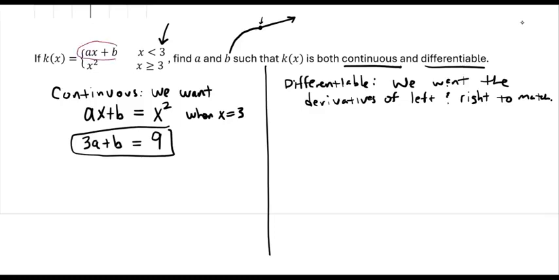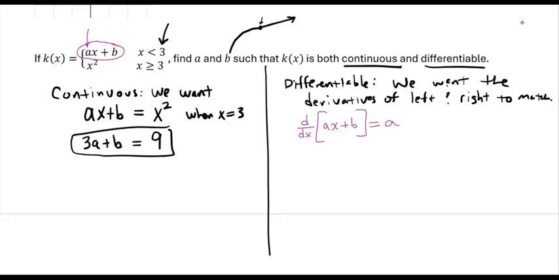Let's take a look at the left side. Ax plus b. Now that's just a line. Now we could go through the whole limit approach, limit as h goes to 0 and all of that, and it would be a way to do it. But I'm going to just jump. If we think about a line, what do we know about a line? It always has the same slope everywhere. So the slope here is just going to be a. So I can conclude that the derivative of ax plus b is just a. And that's the slope of the line.